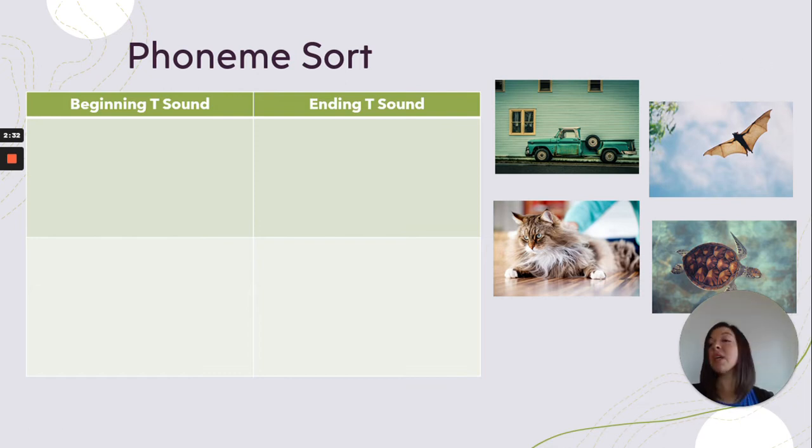So if your students are able to hear the sounds at the beginning or the sound at the end of a word, this sort would be appropriate for them. So this is the beginning t sound and the ending t sound. So I would make sure they knew what those pictures represented, and then I would have them sort them in these 2 different categories.